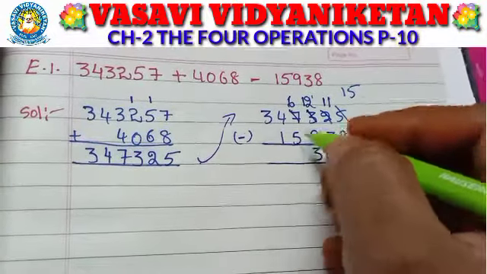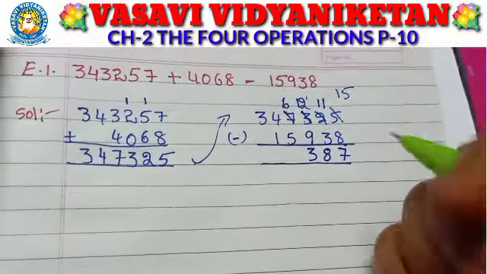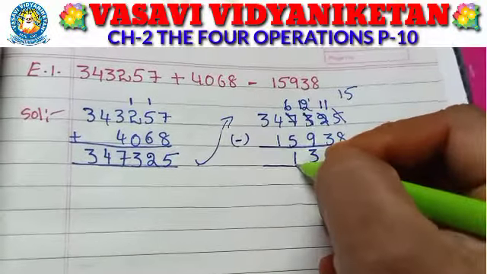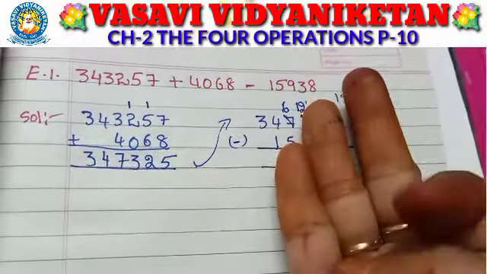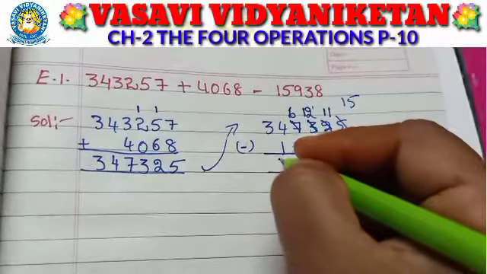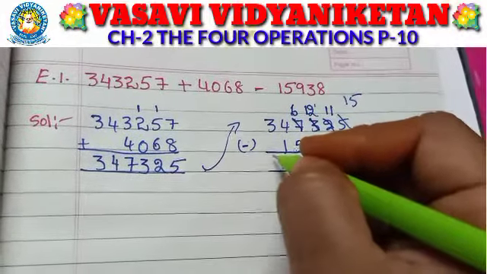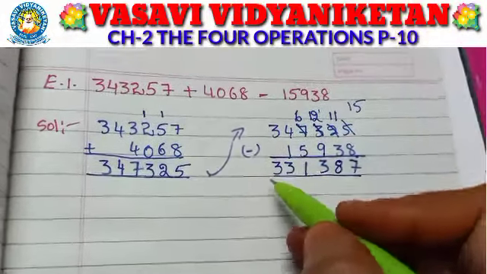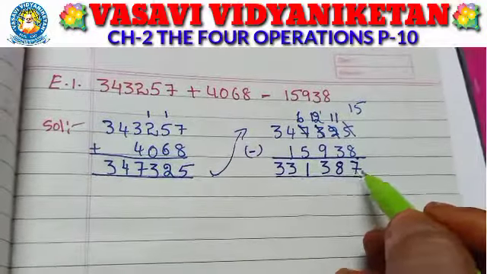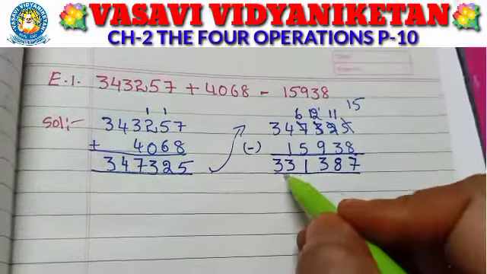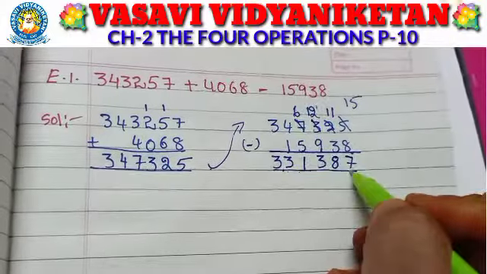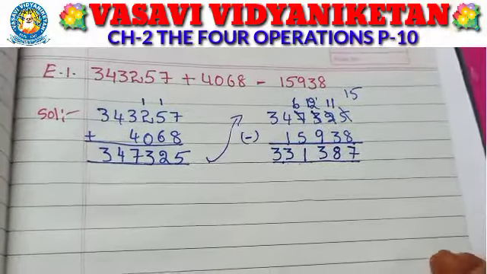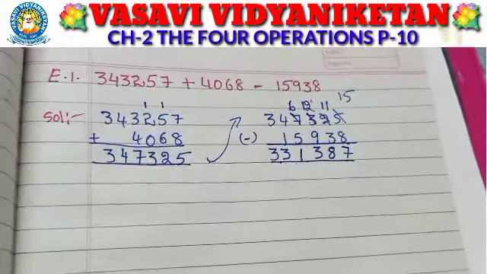Next, 6 minus 5. Take 6 fingers, 5 close. Remaining 1. 4 minus 1: 4 fingers, 1 close. 3. And here, 3. So, 3, 3, 1, 3, 8, 7. 3,31,387 is the answer. Okay, now, second problem.